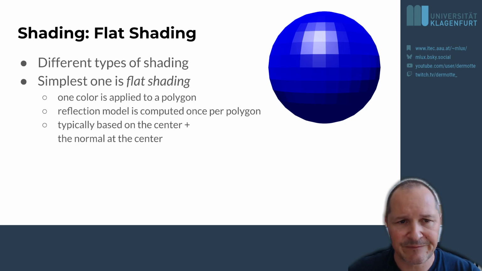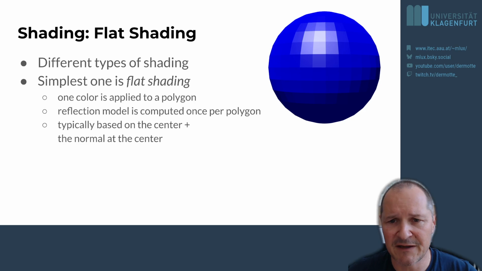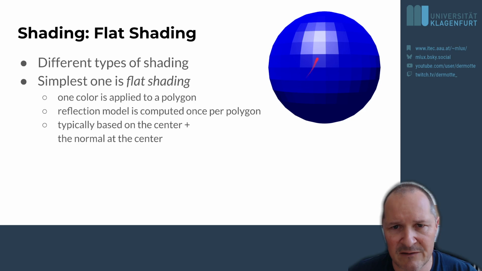Yeah, so the simple approach is flat shading. Every fragment of a polygon looks in the same direction, and therefore it gets shaded the same way. So one color is applied to a polygon, and as you can see here, the specular highlight would be on a quad here, and there are two more quads that have the same color, two more that have a darker but the same color, and then those four around it. This is typically based on the center of a quad, like here, where I put the red dot, and then the normal is computed, and then the color is applied to all the fragments or pixels of the polygon.